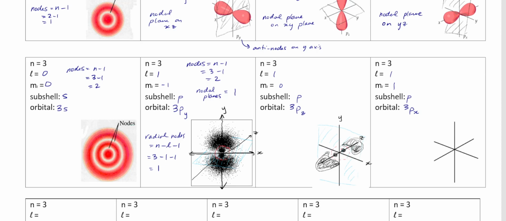I'm just going to pause the video, and when we come back, it'll all be drawn for you. So see if you can figure this one out on yourself. Just press pause. Okay, so that's what the 3px should look like. Notice that the antinodes are along the x-axis, okay? And we have both a nodal plane along yz and a radial node that separates the lobes of high probability.